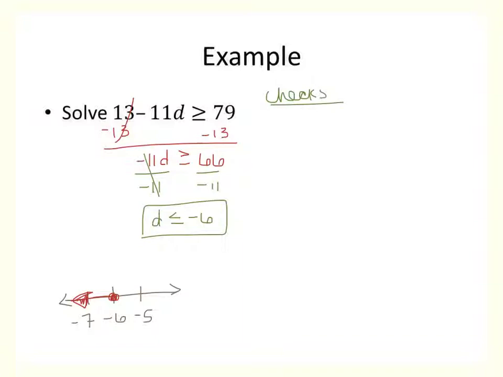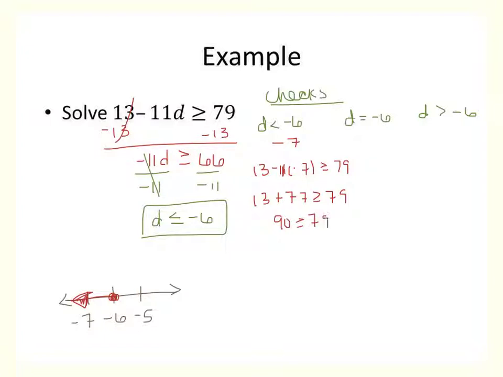Okay, still the same three cases. We're going to check a number that's less than negative 6, a number equal to negative 6, and a number greater than negative 6. So let's say that's negative 7. This is where you're really going to need to start showing some work on these checks. It's a negative, so we're going to have 13 plus 77, 90. Is 90 greater than or equal to 79? That's true.